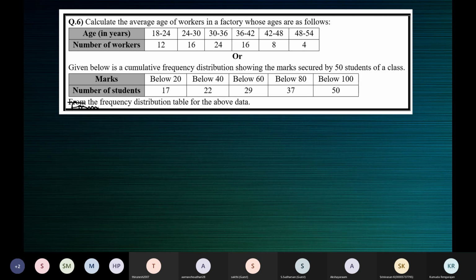Done, children? Yes, ma'am. Yes, Anna, what are the class intervals? Ma'am, 0 to 20, 20 to 40, 40 to 60, 60 to 80, and 80 to 100. Very good. And the frequencies? 17 for the first CI, then second 5, then third 7, fourth 8, and fifth 13. Very good. Perfect.